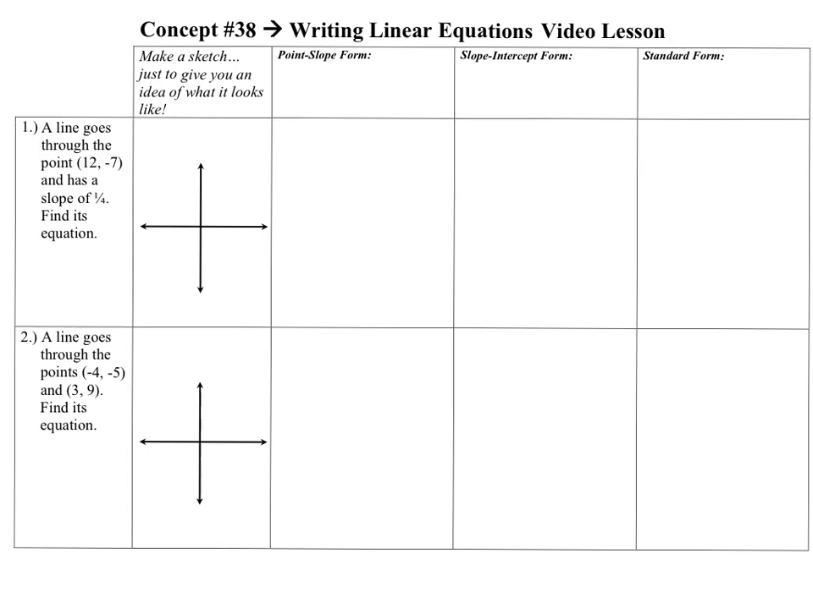So point slope form, remember, is y minus y1 equals m, which is the slope, times x minus x1. Slope intercept is y equals mx plus b. It's the most common form, y equals mx plus b. It can also be written as y equals b plus mx. You don't have to put the slope term first.